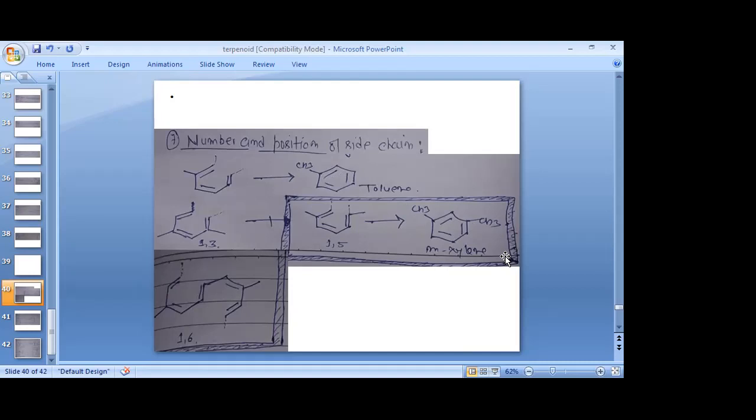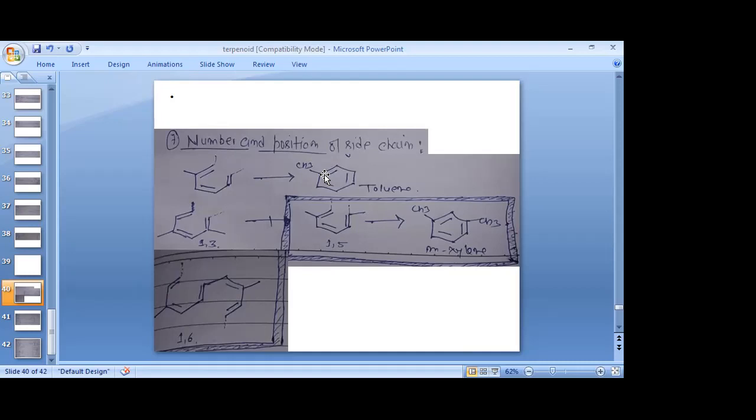Either we talk about toluene, we talk about metaxylene, or we talk about 1,6-dimethyl naphthalene, right? So how do we confirm 1, 2, and 3? How do they form? They formed by cyclization of acyclic compounds, right? So it means there are acyclic compounds, right?